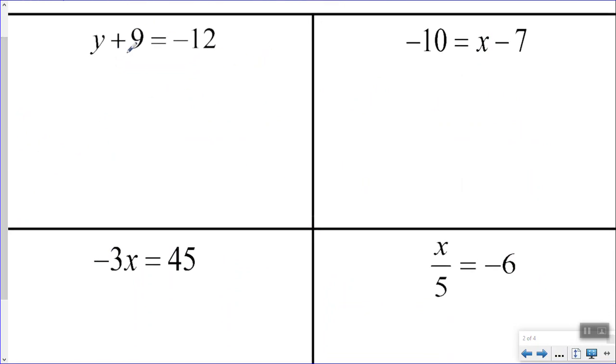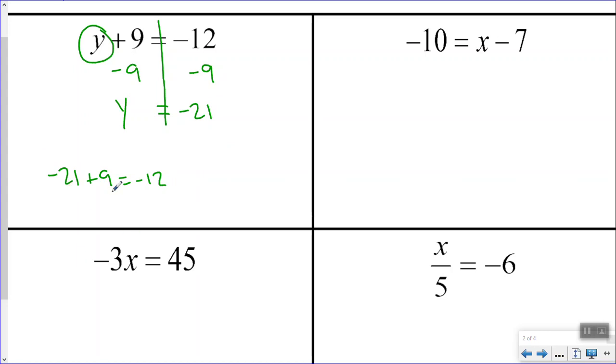So, if we look at this example here, we have y plus 9 equals negative 12. I'm going to start by circling my variable, and I look outside the circle, I see plus 9. So the opposite of plus 9 is minus 9. We do that. Some people like to draw a line down the middle here so we can see both sides. Then 9 minus 9 is 0. That leaves us just with y. That's equal to negative 12 minus 9, which is negative 21. To check our answer, we can substitute negative 21 in for y and solve. Negative 21 plus 9 is negative 12, so negative 12 is equal to negative 12.